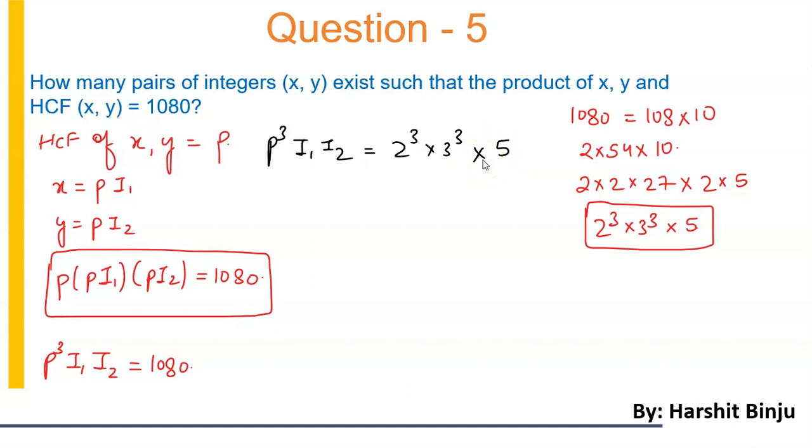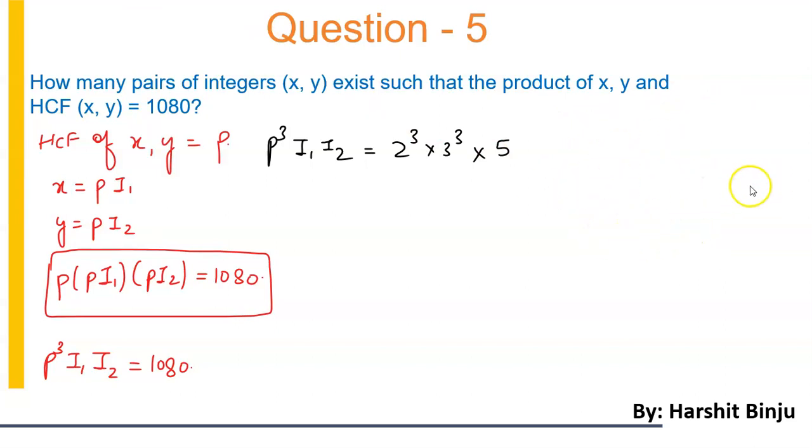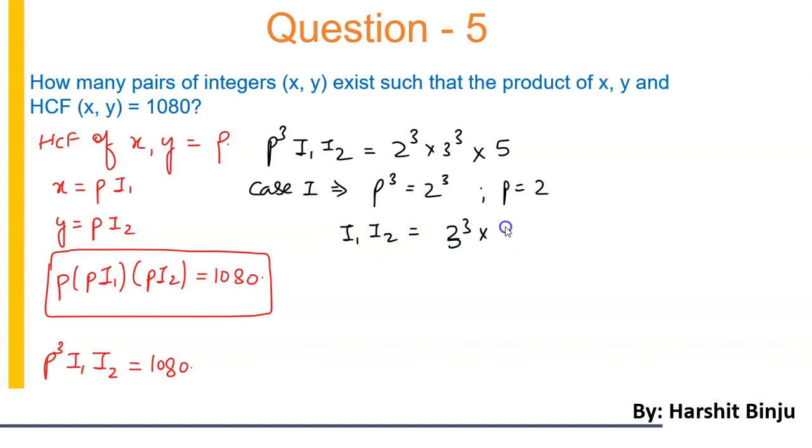Again, now I'll have to make different cases, and for that, first of all, I'm going to remove this because I need more space to solve the question. So I'm going to take case number 1, when p cube is equal to 2 cube. Now p has to be an integer, so I can only take cube values, because p cube cannot be 5, otherwise it's going to be a decimal value. So p is equal to 2, which means that I1 into I2 is equal to 3 cube into 5. Okay, so I'll have to again make cases, that's the only thing.